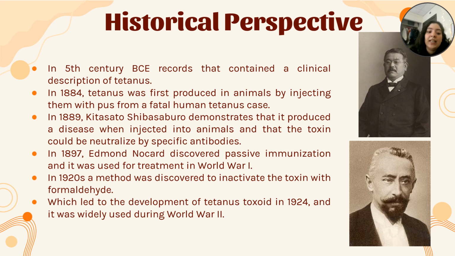In 1897, Edmond Lockhart discovered passive immunization and it was used for treatment in World War I. In the 1920s, a method was discovered to inactivate the toxin with formaldehyde, which led to the development of tetanus toxoid, which is the vaccine that we know today, in 1924, and it was widely used during World War II.